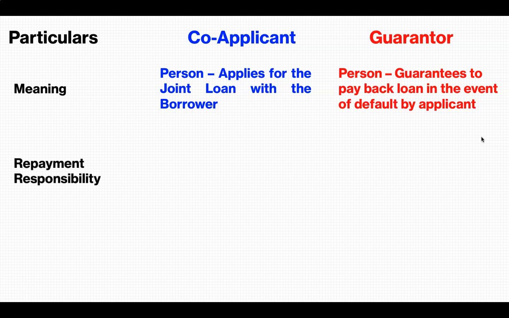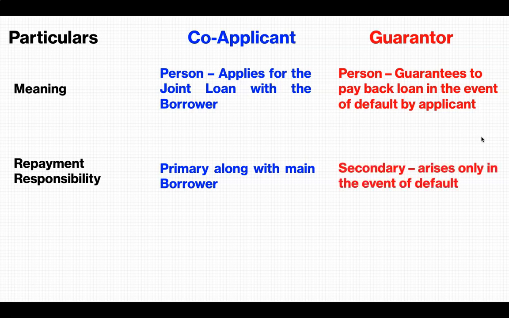So the repayment responsibility, if you take the case of a co-applicant, is actually primary along with the main borrower because it's a joint loan. Whereas the repayment responsibility for the guarantor is actually secondary in nature. It arises only in the event of default by the applicant.